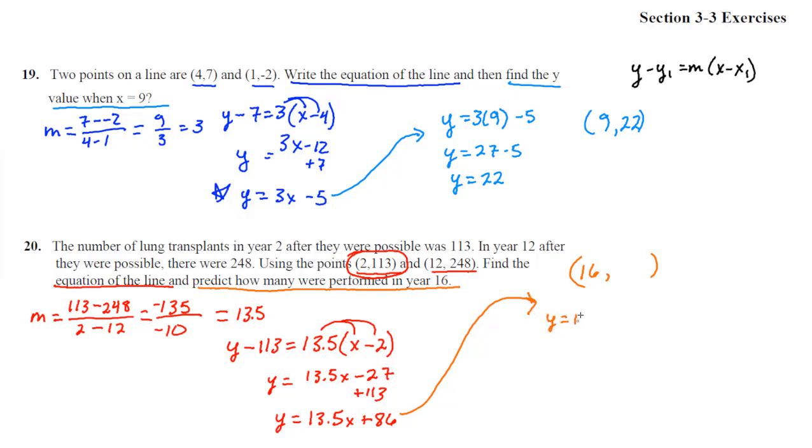y equals 13.5 times 16 plus 86. 216 plus 86 equals 302. So in year 16, our prediction is that 302 lung transplants were made. Excellent.